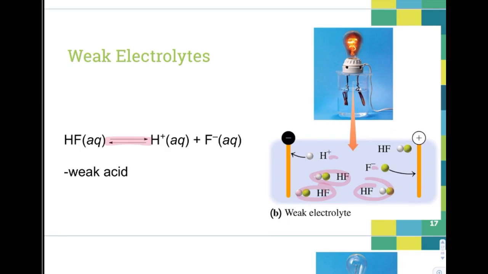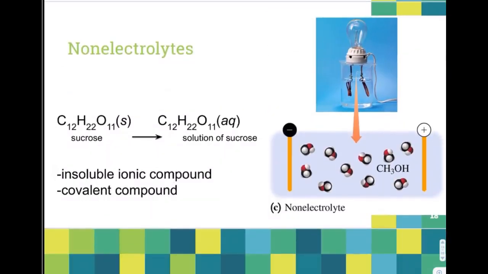So we call this a weak electrolyte because does it make ions? Yes. But is it good at making ions? No. So it's weak. So your weak acids, and we'll talk about those in chapter 10, will be your weak electrolytes. And then you have your non-electrolytes, and these are things that do not dissolve into ions.